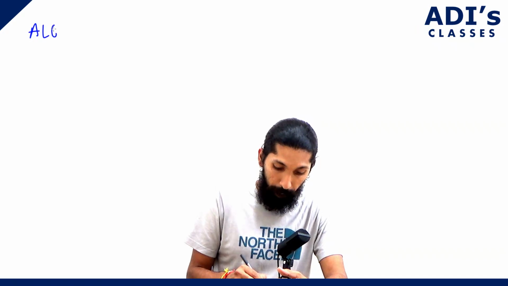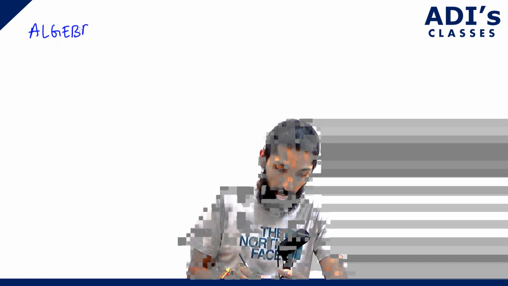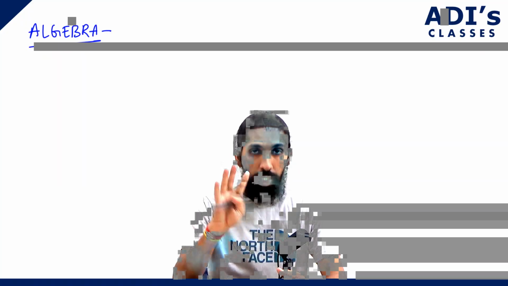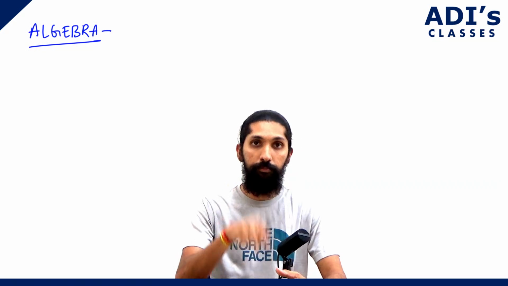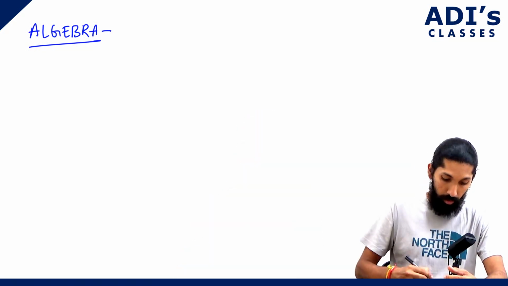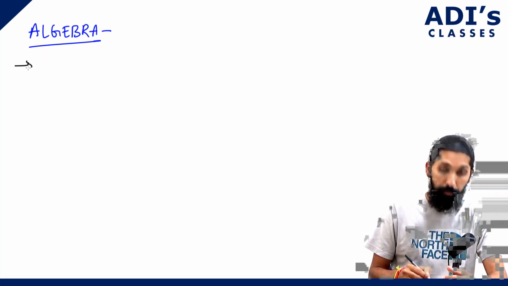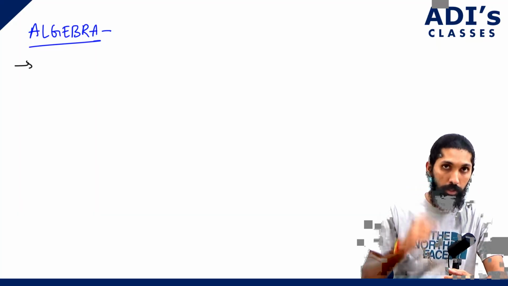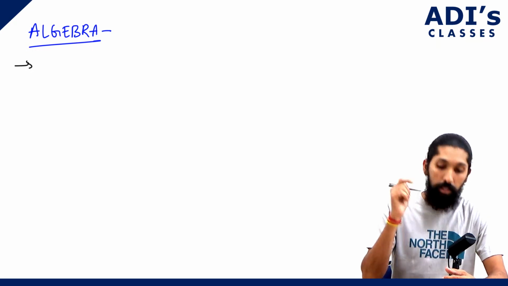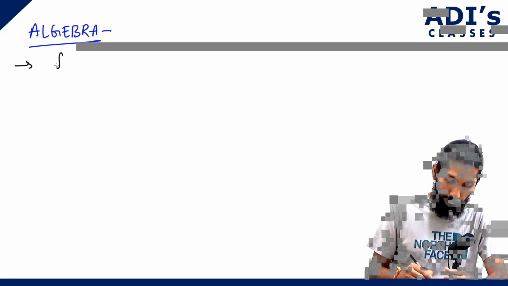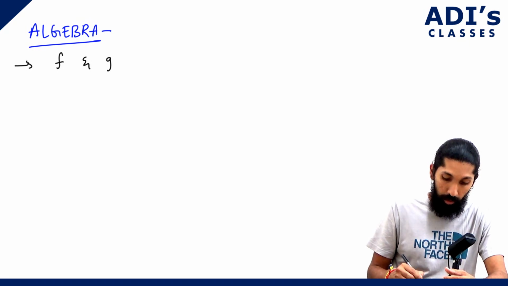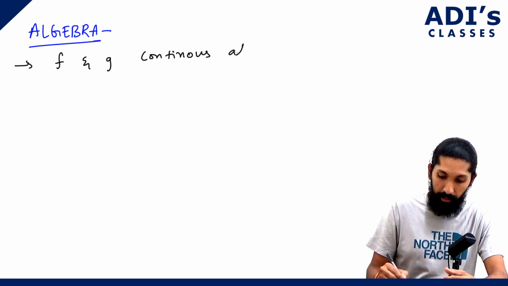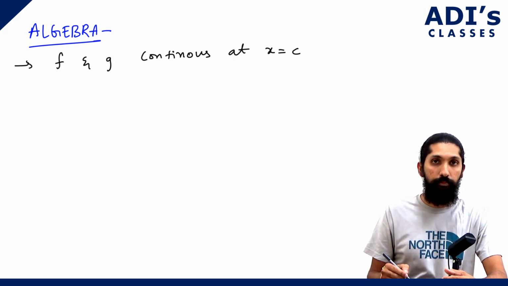See, the word algebra of continuous functions means we have four basic operations: addition, subtraction, multiplication, division. Correct? So here, the first part, we'll look into the addition part. Now, suppose you have two functions which are continuous. Say we have two functions, f and g, which are continuous at x is equal to c.